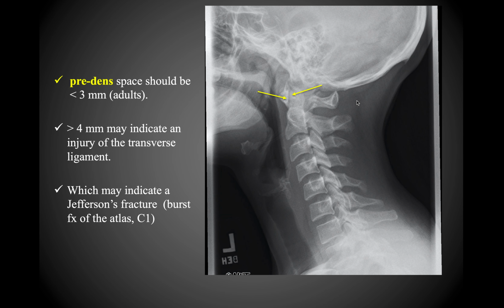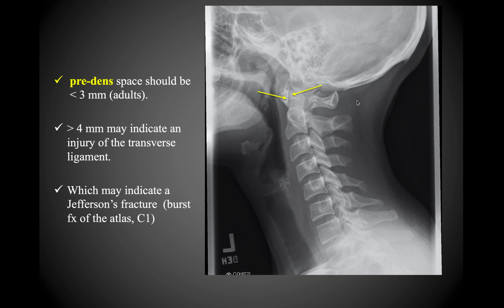There's also something known as the pre-dens space, which is the slight space located between the dens and the posterior margin of the anterior arch of C1. In adults that should typically be less than 3 millimeters. If it's greater than 4, that indicates there's likely been an injury of the transverse ligament, so the transverse part of the cruciate ligament has likely been affected. And this usually is indicative of what we call a Jefferson's fracture, which is a burst fracture of C1.